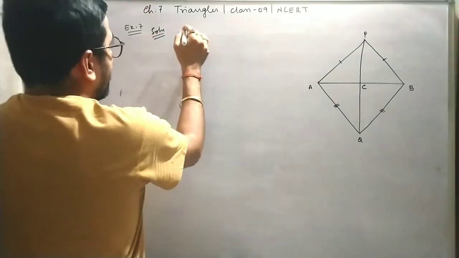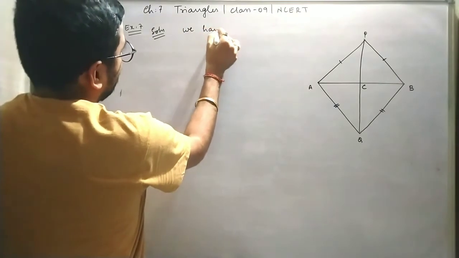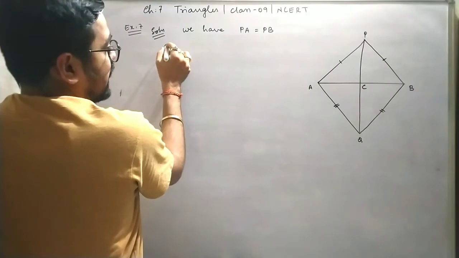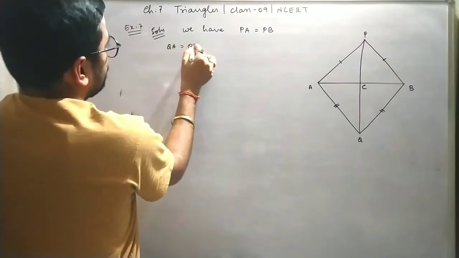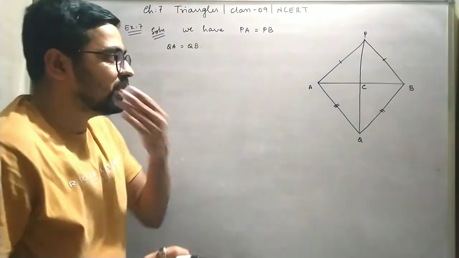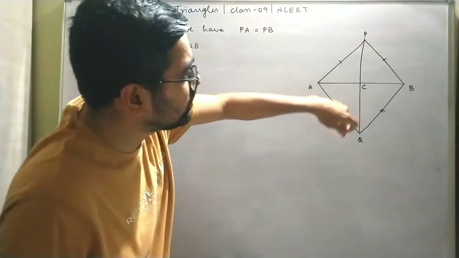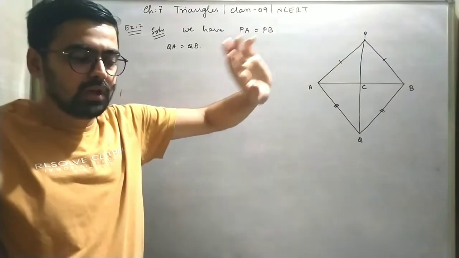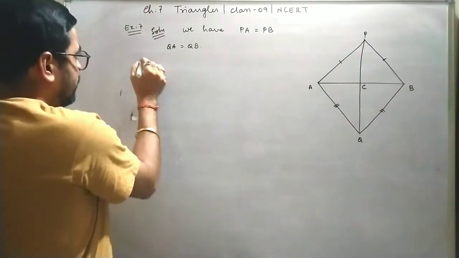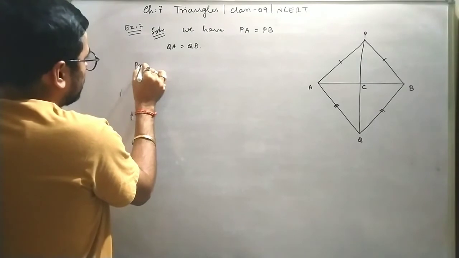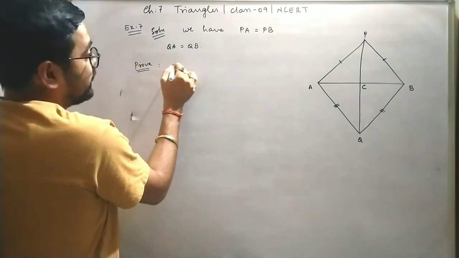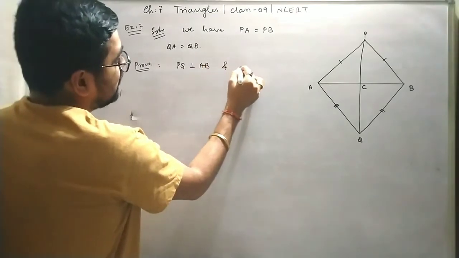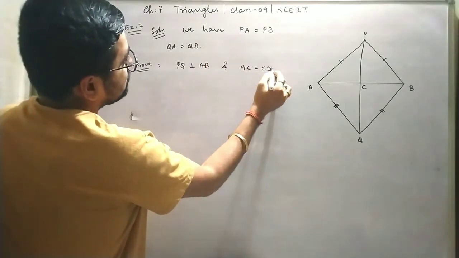So what do we have? We have PA equals to PB. We have QA equals to QB. Correct? Because the question has clearly said that P and Q are equidistant from A and B. So PA, PB equal, QA, QB equal. Correct? And what we want to prove? What we want to prove that PQ is perpendicular to AB and AC is equal to CB.